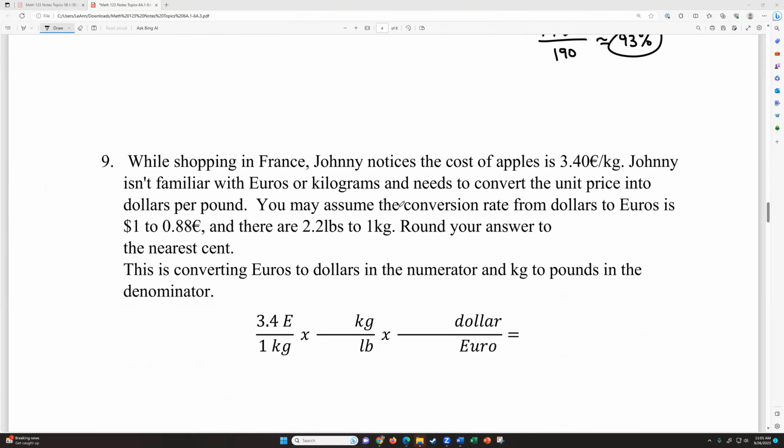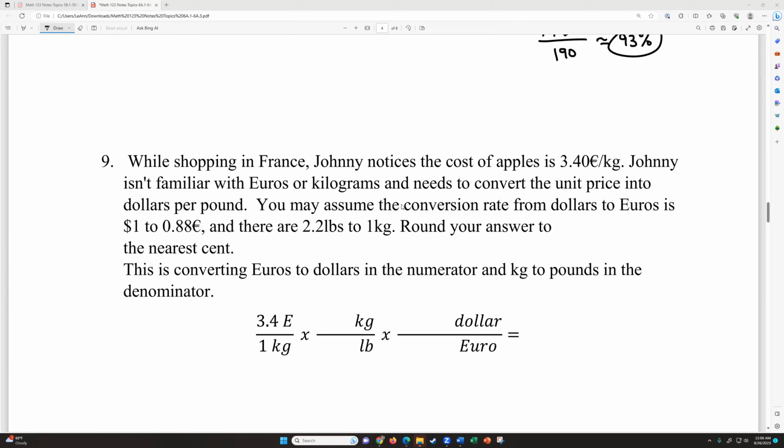So let's look at number 9. It says, while shopping in France, Johnny notices that the cost of apples is 3.40 euros per kilogram. Johnny isn't familiar with euros or kilograms, but he needs to convert the unit price into dollars per pound because that's what he's used to. He knows the following things. The conversion rate from dollars to euros is $1 is 0.88 euros. And there are 2.2 pounds to a kilogram.